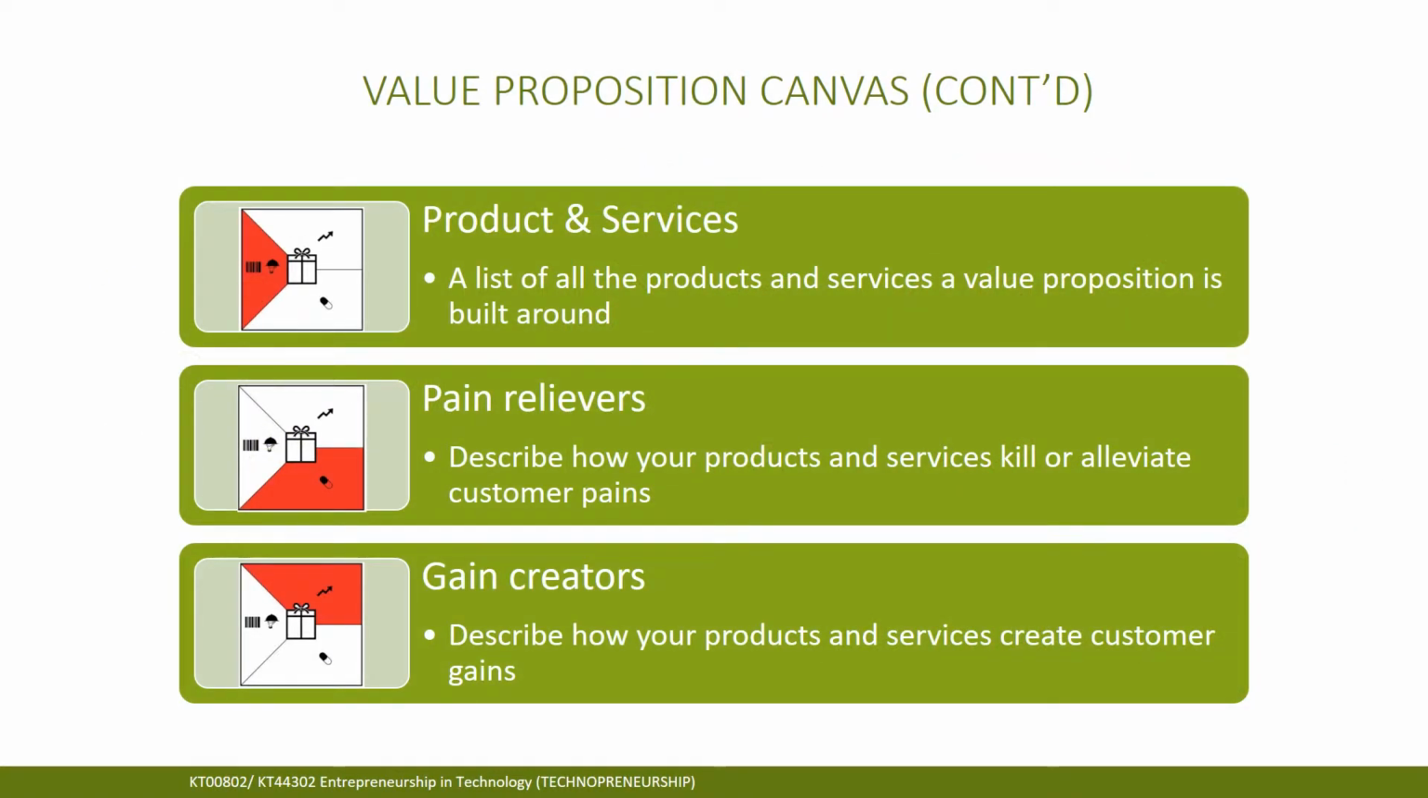There are 3 components in the value proposition, which are products and services, pain relievers, and gain creators. Products and services is a list of all the products and services a value proposition is built around. Pain relievers describe how your products and services kill or alleviate customer pains. Gain creators describe how your products and services create customer gains.